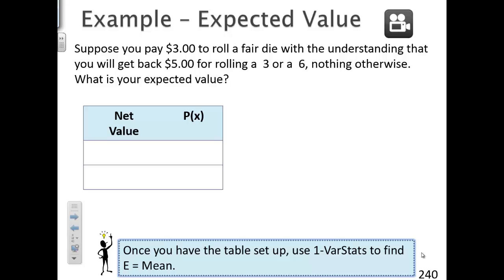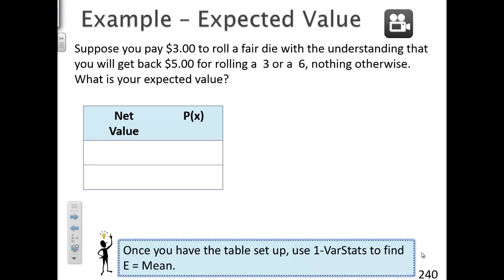A very popular concept in probability and statistics is expected value. Expected value is basically the average value of all possible outcomes. So I've broken this down as simple as possible for you, hoping you'll build a table just like I do in the notes. Let's look at this example.